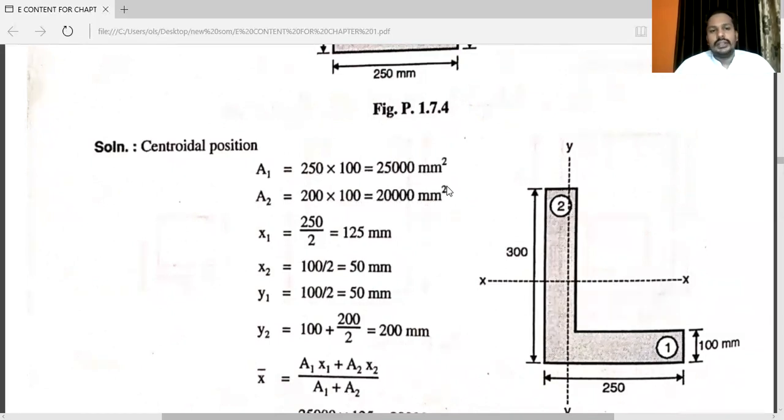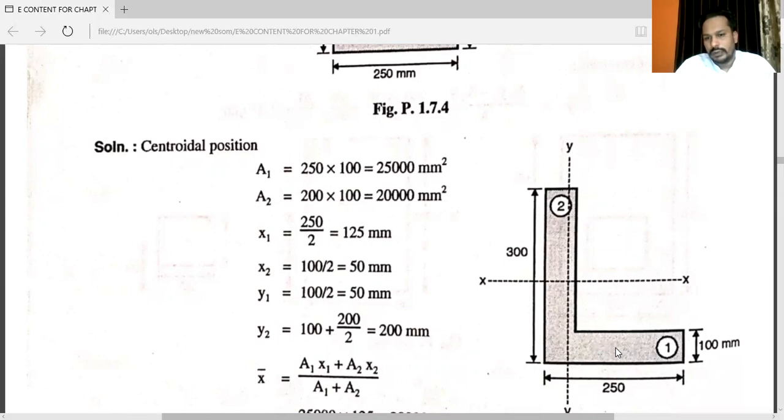While calculating the centroidal position, you have to calculate x1 and x2. For this rectangle, from the y-axis, as I already explained, this one is the y-axis, this line is the vertical axis. From this, the centroid point of the first rectangle is here, where the diagonals cut.